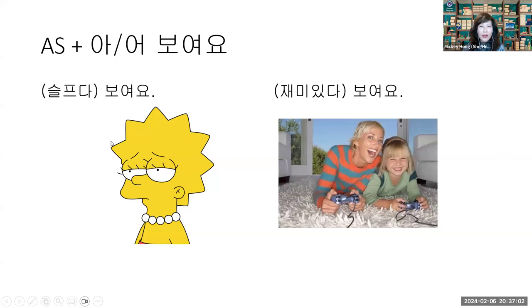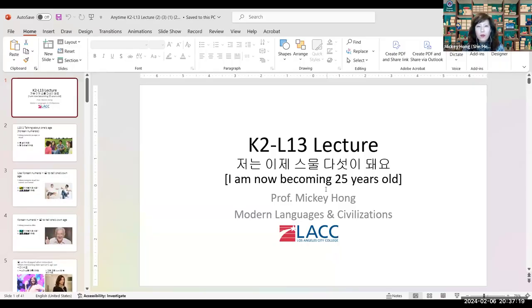어떻게 보여요? You ask, how does it look? How does a person look? How does it look? 슬퍼 보여요. Looks sad. 재미있어 보여요. Looks like fun, interesting. That's it for Korean 2 lesson 13.